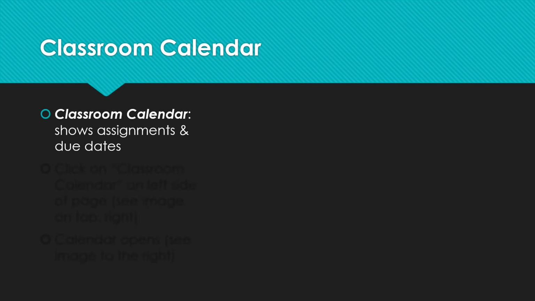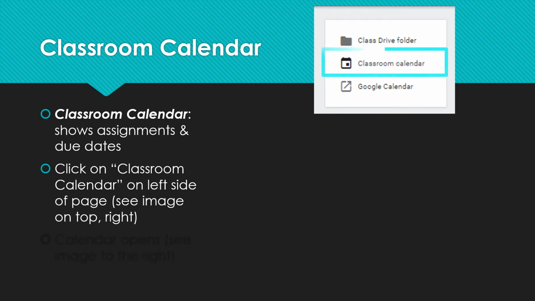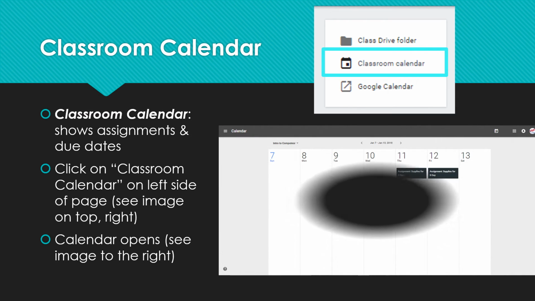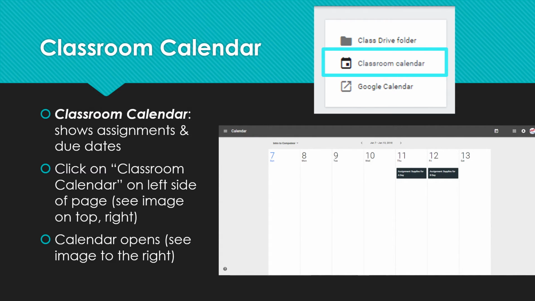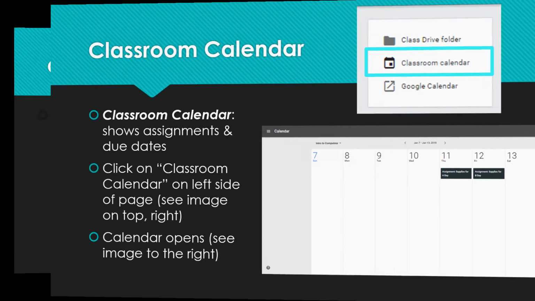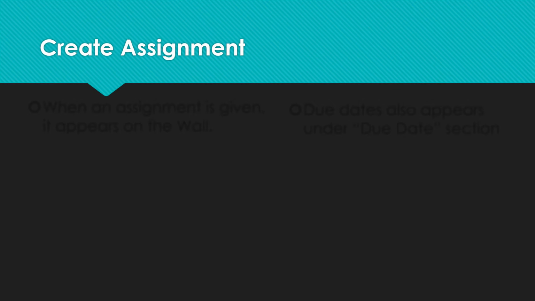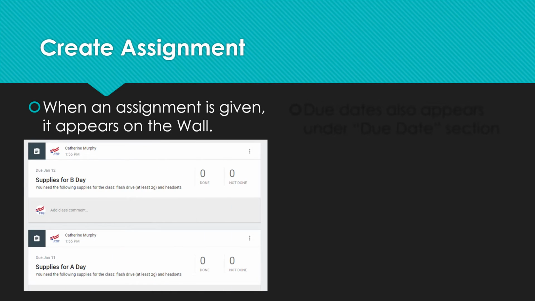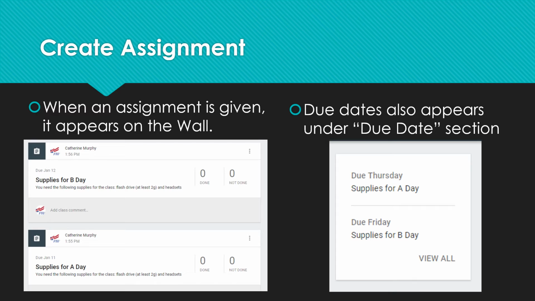Classroom Calendar. The Classroom Calendar shows assignments and due dates. When you click on Classroom Calendar on the left side of the page, a Classroom Calendar will open. If you look at the image to the right, you are going to see due dates underneath the calendar. Creating an assignment. When an assignment is given, it appears on the wall. Due dates also appear under due date sections. All assignments should have a due date.